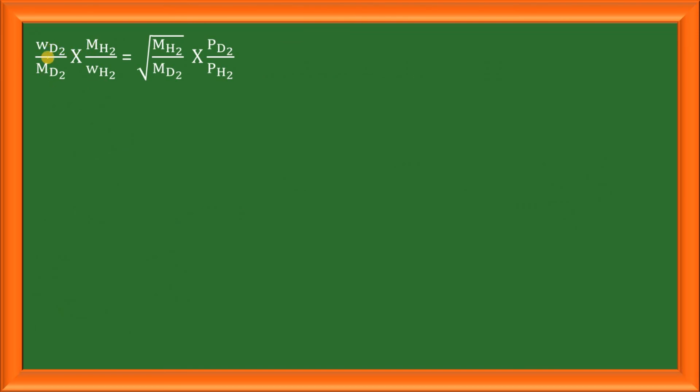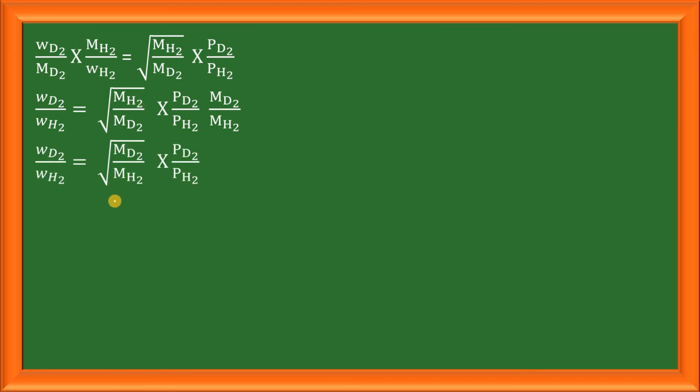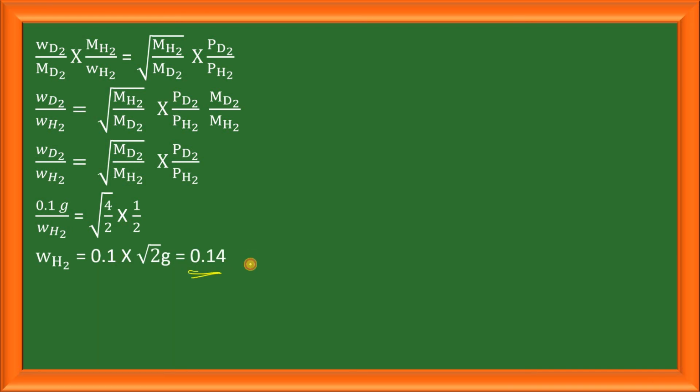Number of moles of D2 can be written as mass of D2 by molar mass of D2. Similarly, number of moles of H2 can be written as mass of H2 by molar mass of H2. This can be rearranged here, so we get this. If we take it inside the square root, then we get this as the answer. By putting the values, we get the mass of H2 as 0.14 grams. This is the mass of H2 lost, that means the mass of H2 in bulb 2.